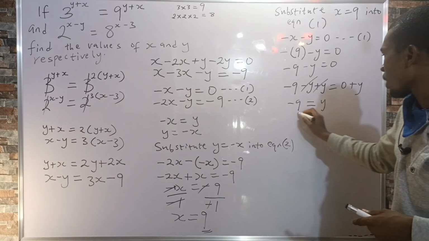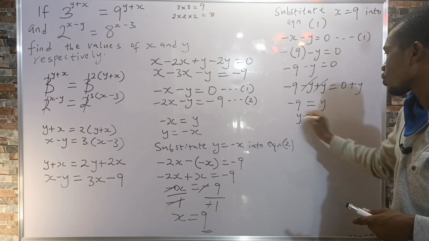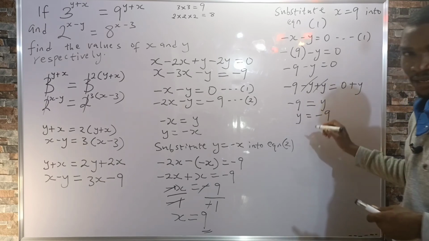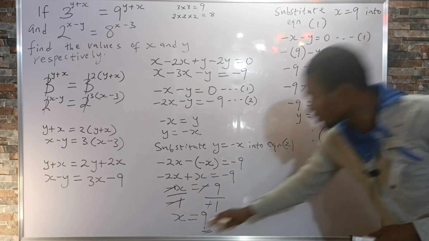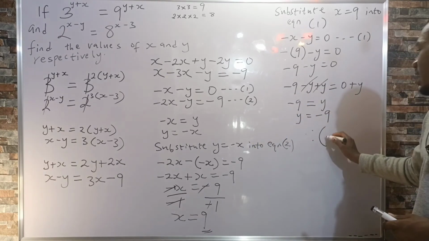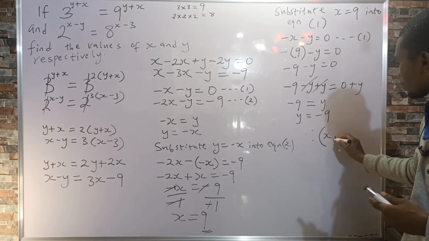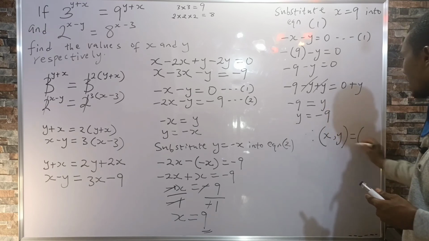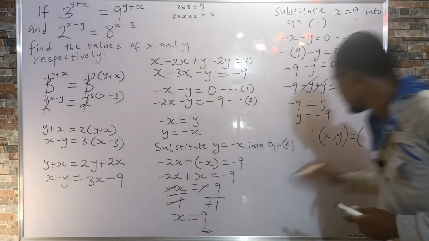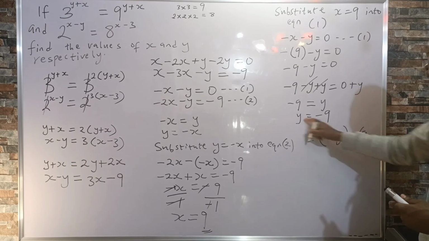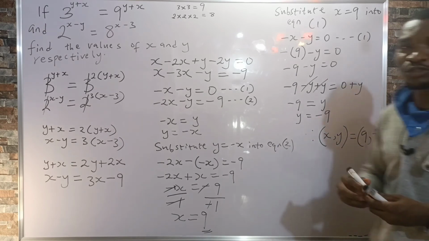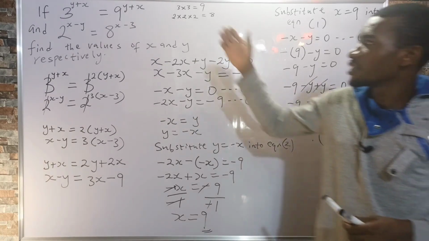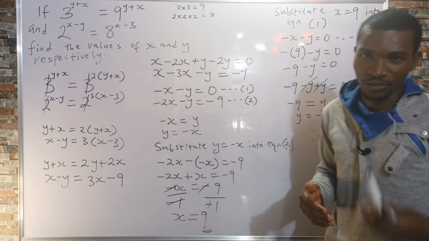Hence, the value of y is that y is equal to negative 9. Therefore, putting these two values in our coordinate form, which is simply x, y, I then have that x is 9 and y is negative 9. So this is basically how to solve a given simultaneous equation of this form.